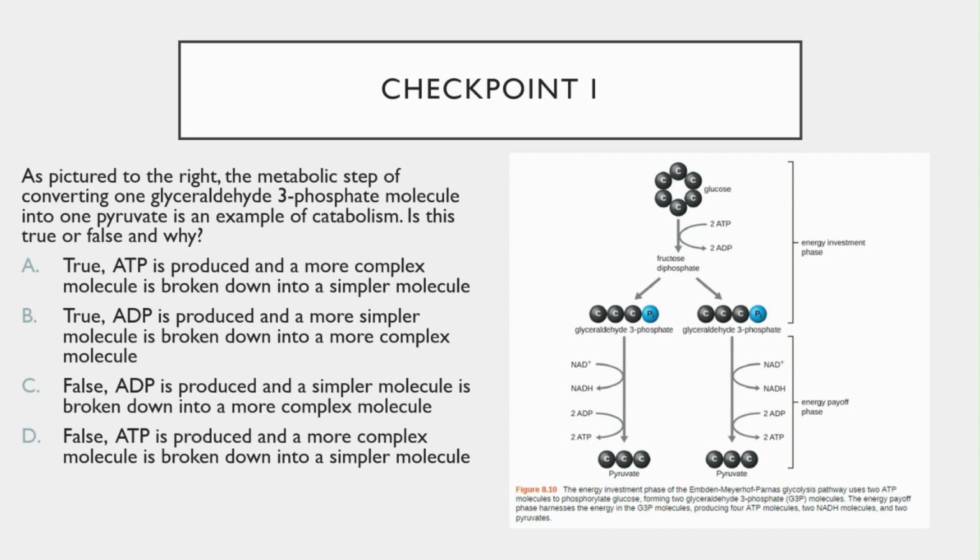Checkpoint 1. Pictured to the right, the metabolic step of converting one glyceraldehyde 3-phosphate molecule into one pyruvate is an example of catabolism. Is this true or false, and why?